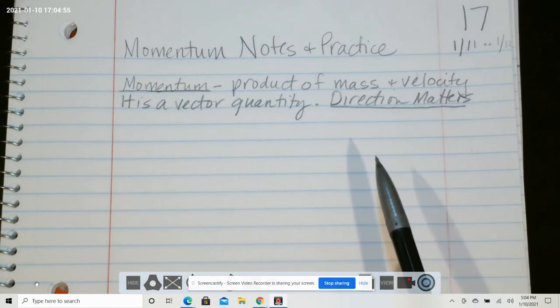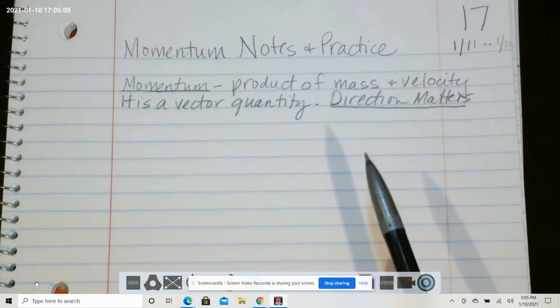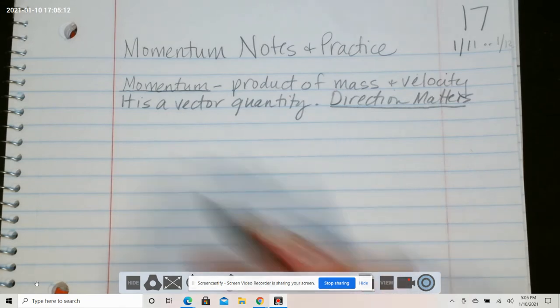But when we get to collisions, we're going to be talking about objects moving towards each other, which means they're going to be moving in different directions. That's when you're going to start really seeing positives and negative velocities, and therefore your momentums will be positive and negative as well. Okay, so just remember that. So let's talk about the equation.